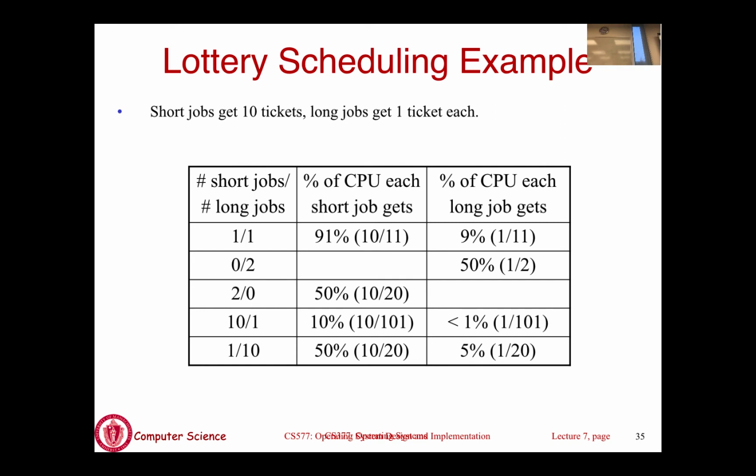Yes, yes. So how are you going to be able to give 1 ticket to the long job and 10 to the short job? Right. That's a good question. The question again is, you don't know whether a job is a short job or a long job, and then how do you decide how many tickets to give? So that's a valid criticism of this policy, but that's not how it actually gets used in practice.